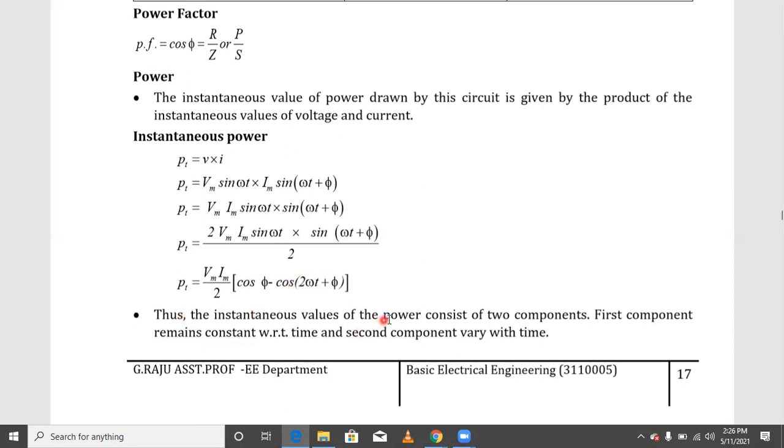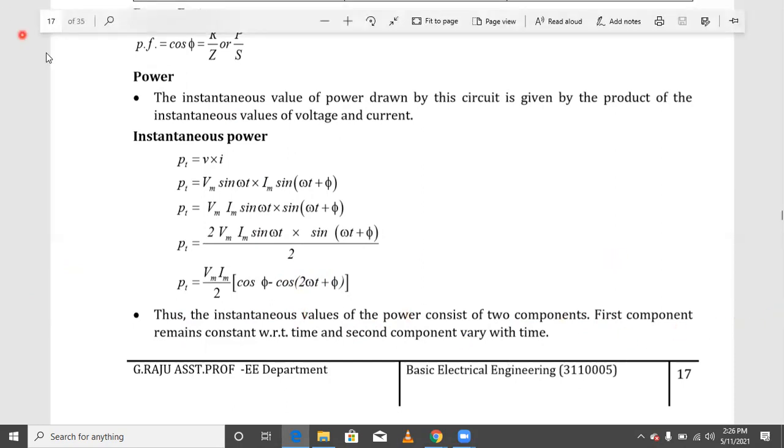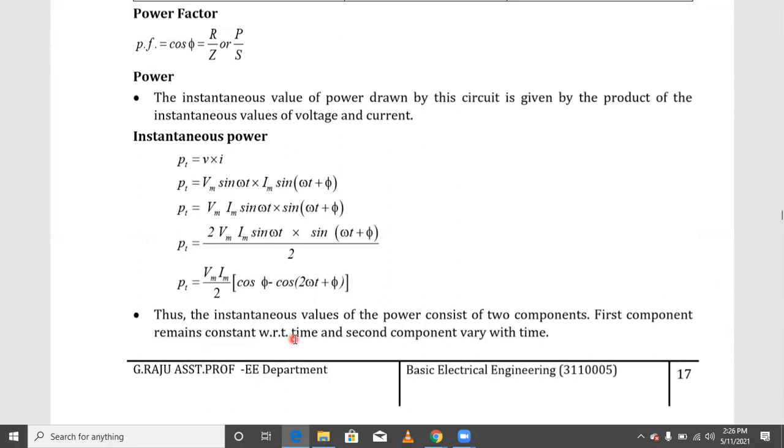Thus the instantaneous value of the power consists of two components: Vm Im by 2 cos φ and Vm Im by 2 into cos(2ωt plus φ). The first component remains constant with respect to time, so Vm Im by 2 into cos φ is constant. The second component, Vm Im by 2 into cos(2ωt plus φ), varies with time.